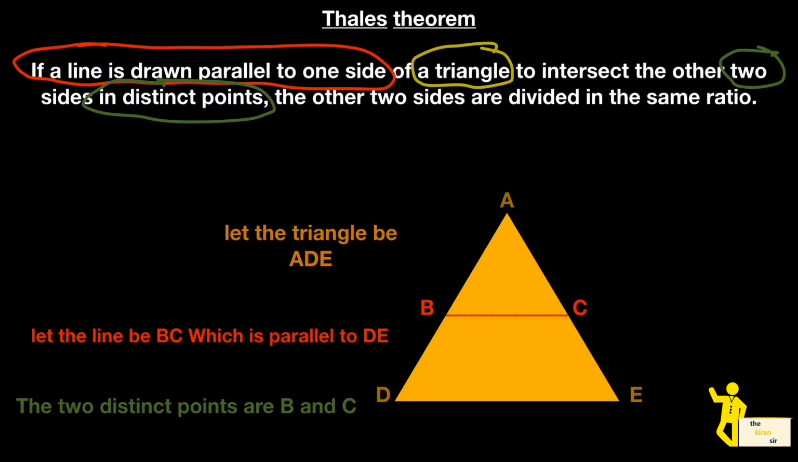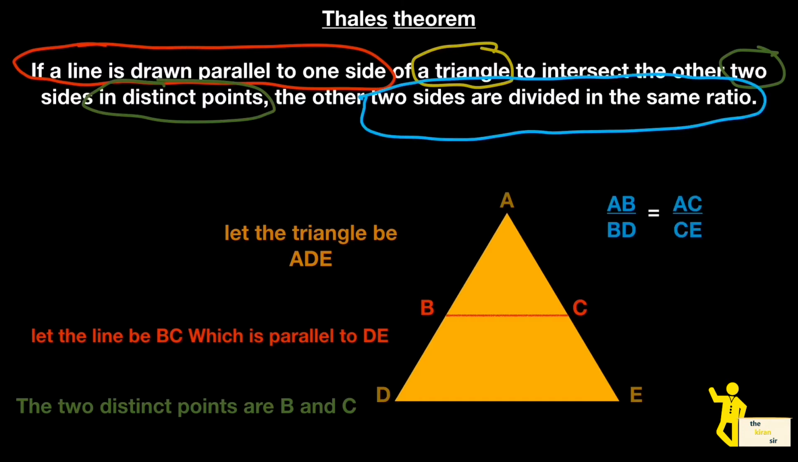So what do these two distinct points do? They divide the sides in the same ratio. So B is dividing the side AD in the same ratio as C is dividing the side AE. That means AB upon BD is equal to AC upon CE. So this is what the statement is all about.